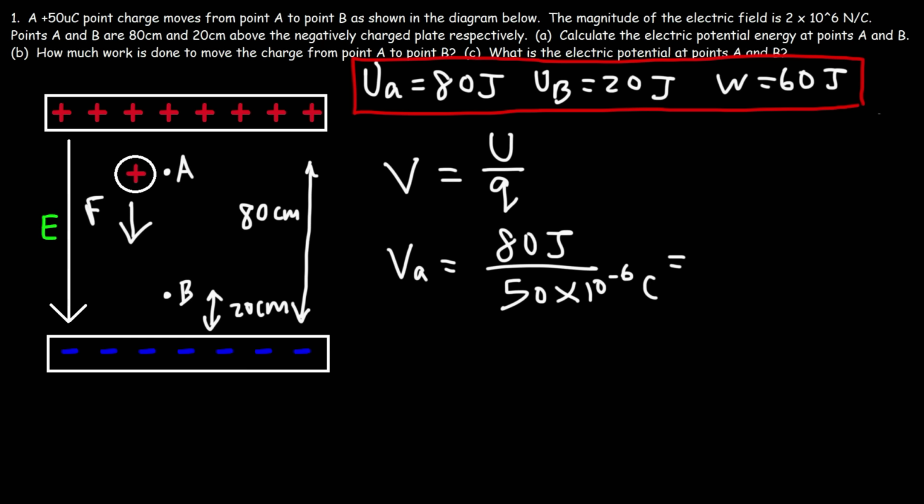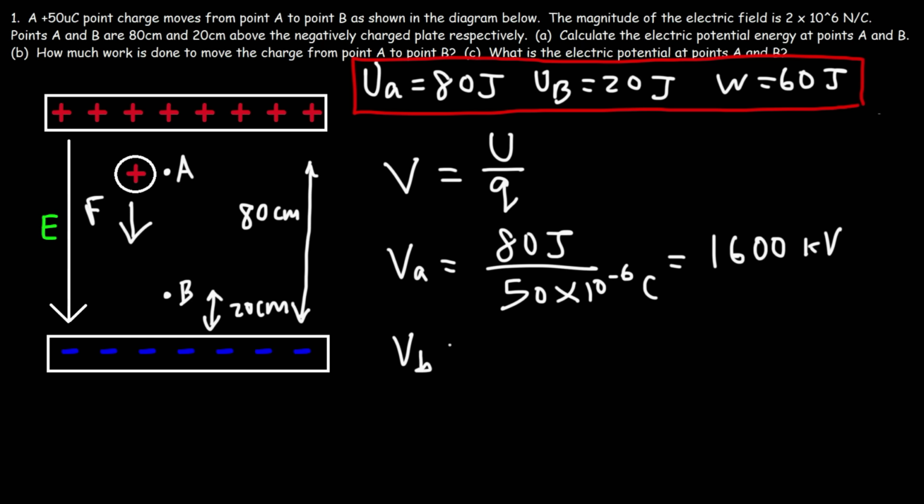So this is a very large number. It's 1.6 million. So we can say 1.6 times 10 to the 6 volts, or just keep in mind 10 to the 6 is mega, so we could say 1.6 megavolts. You could also say 1600 kilovolts. Maybe that will be a better value to deal with here.